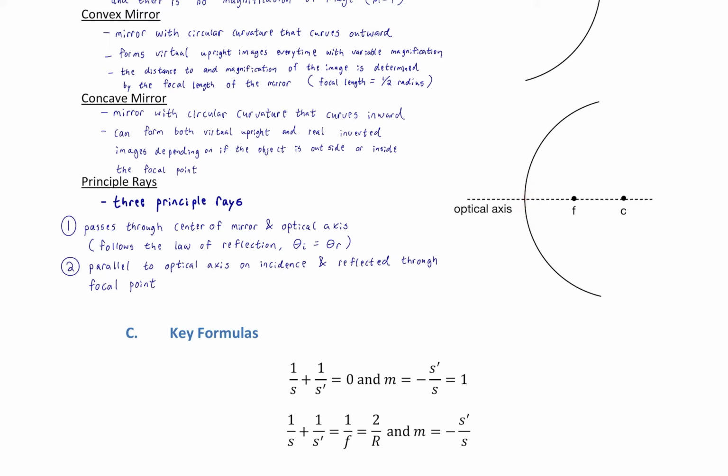Principal ray number two. It comes in parallel to the optical axis on incidence, so it comes in, right? And then is reflected through the focal point, okay? So parallel in, reflected through the focal point. Then the third one is just the opposite of that. It comes in through the focal point, so incident through the focal point, and is reflected parallel, see? All right, and that has to be the case. If there's one, the other one must exist, okay?